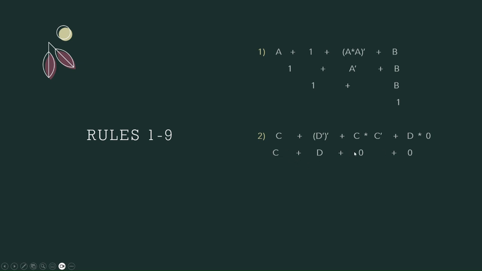So then we have 0 plus 0, which is 0. Bring down our c and our d, and then our 0 kind of goes away because anything plus 0 is just itself, so we have c plus d.